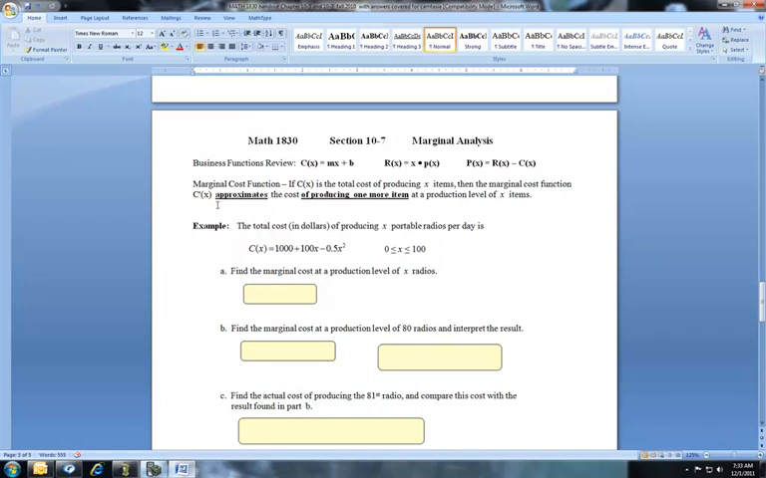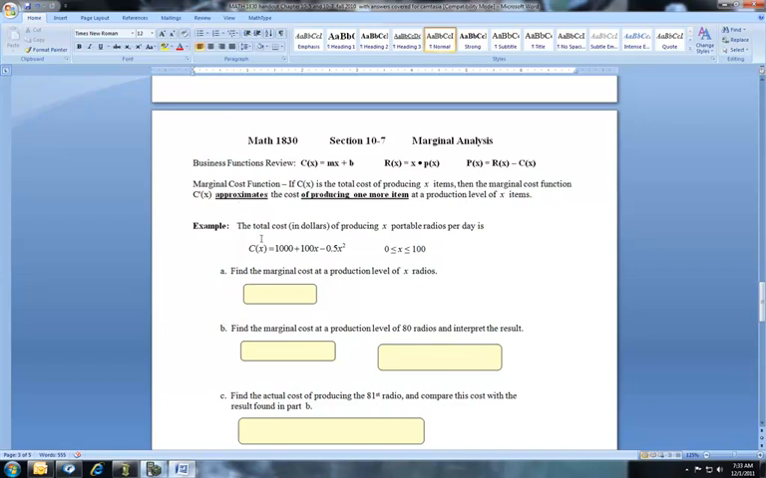So the first thing we're going to look at is what's called the marginal cost function. If C of x is the total cost of producing x items, then the marginal cost function C prime approximates the cost of producing one more item at a production level of x items. I do have the word approximates here, but it's a very, very good approximation, and it's a whole lot faster than finding the exact cost of producing one more item.